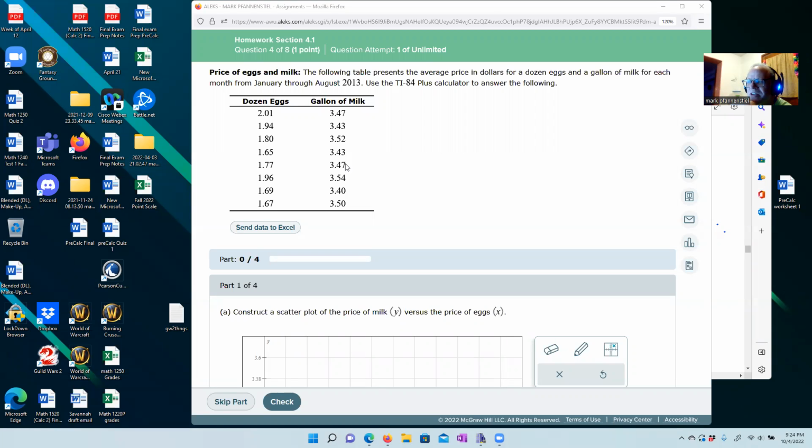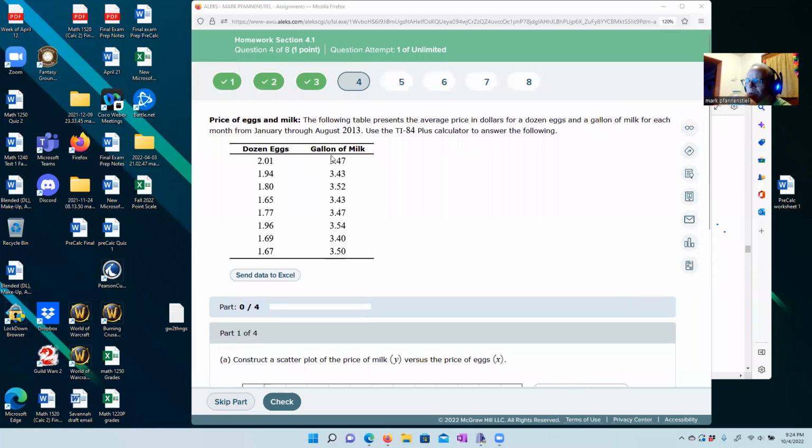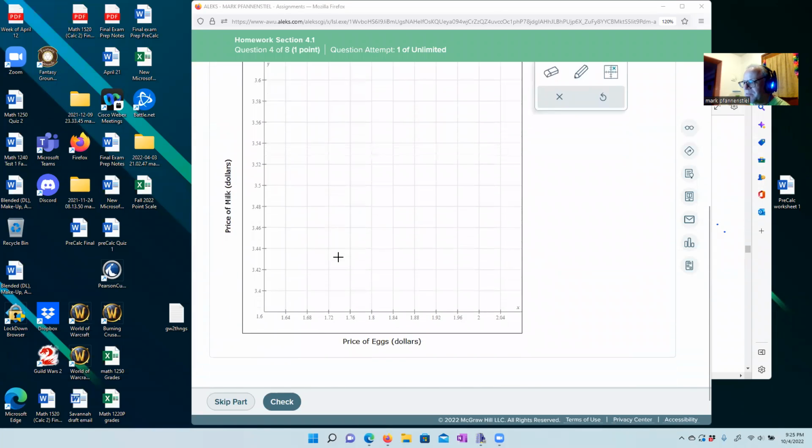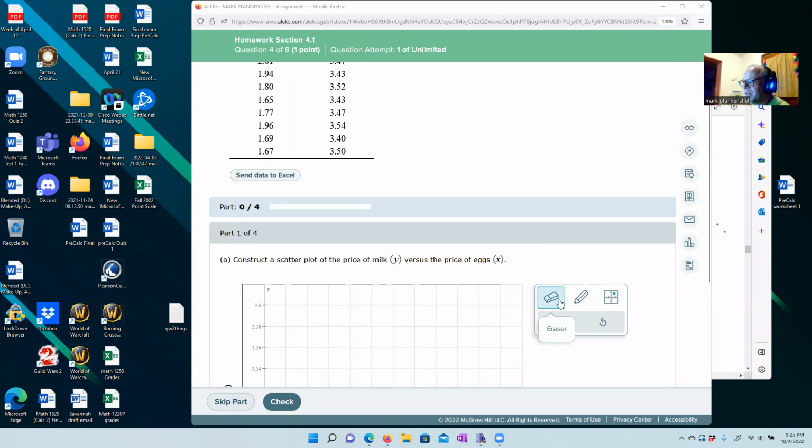We're going to continue our discussion on correlation. This problem has us filling out a scatter plot. Most of the time, we use the TI-84 calculator to answer the following. That's great, but they're going to make us do the scatter plot here, so what we're going to do is plot different points.